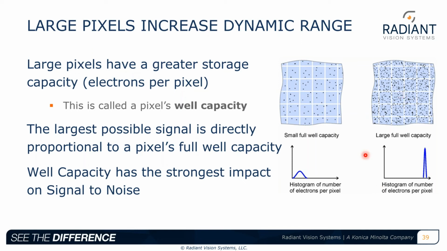Because of the photon shot noise, the best thing you can do once you've taken the external factors of noise down as low as possible is to increase the well capacity. And to do that, you physically make the pixels bigger.